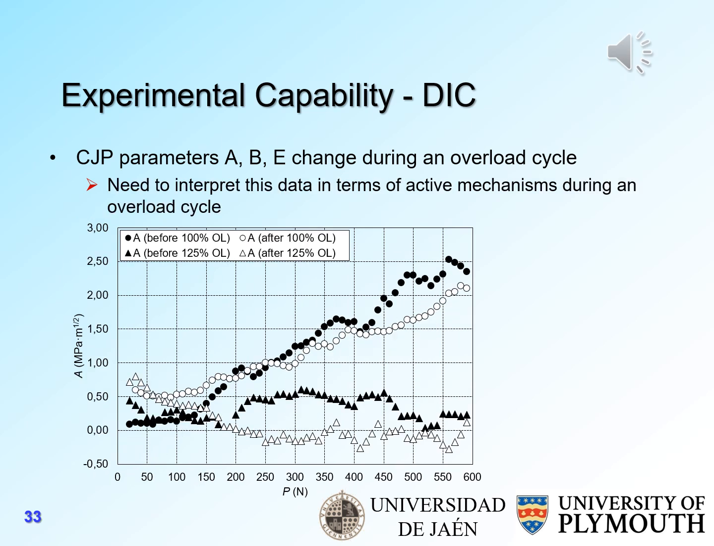So these graphs show you the changes in the parameter A before and after 100% overload and 125% overload in specimens of the same 2024 T3 alloy. And the difficulty comes in interpreting that data in terms of the active mechanisms during an overload cycle, but it can be done.